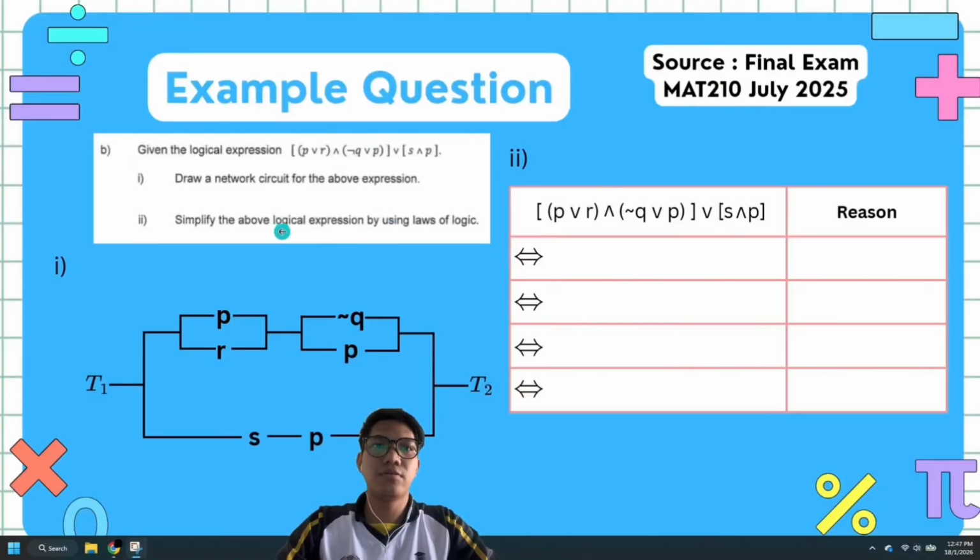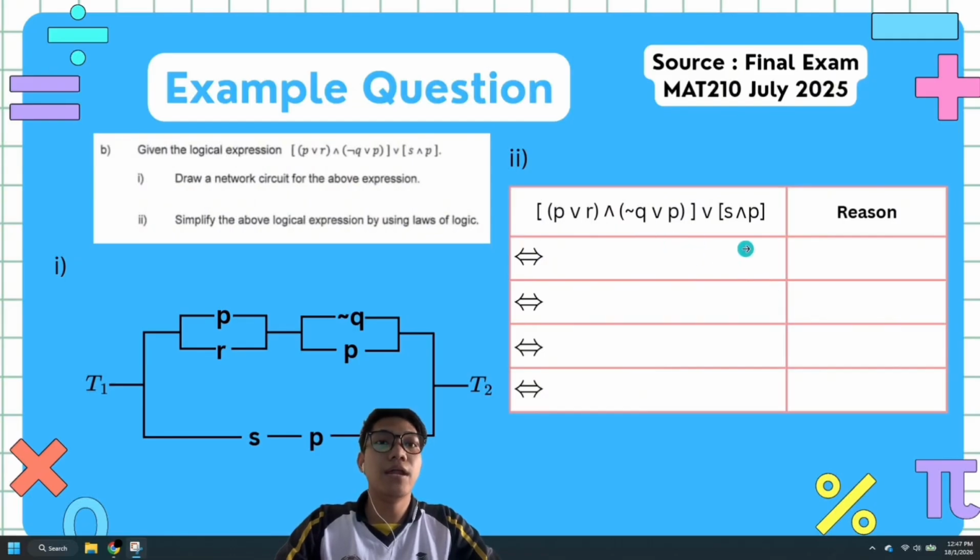Now let's move on to the next question, which is to simplify the above logical expression using law of logic. First, we draw a table, where the right side is the reason and the left side is the question. In this question, you can see there are two P's in the first bracket, P or R and not Q or P, and both of them have the same logical operator, which is OR. So we can apply a distributive law here.